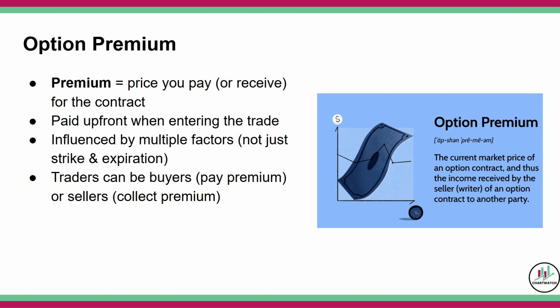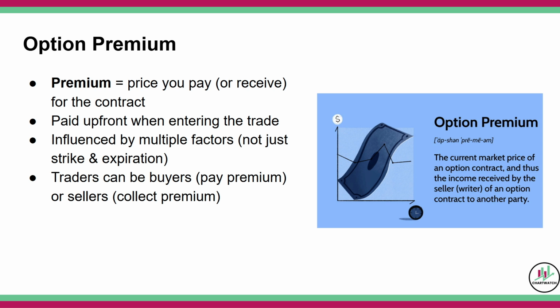Next we have the option premium. This is the price of the contract itself, the price you pay for the options contract. When you enter an options trade, you're not just choosing your strike price and expiration date, you're also dealing with a cost. And that cost is called the premium.